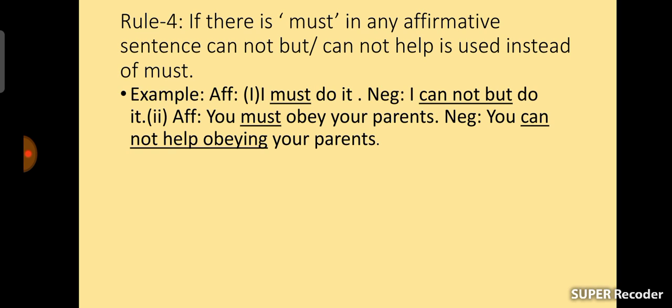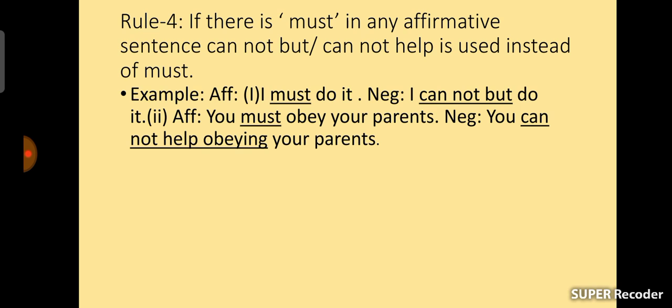Here the underlined word is must, so you can use cannot but or cannot help. Here I have used cannot help. Negative: you cannot help obeying your parents. Dear students, notice the sentence. Here cannot help plus obey plus ing. You should always remember, if you use cannot help, you should add ing with the main verb of the sentence.